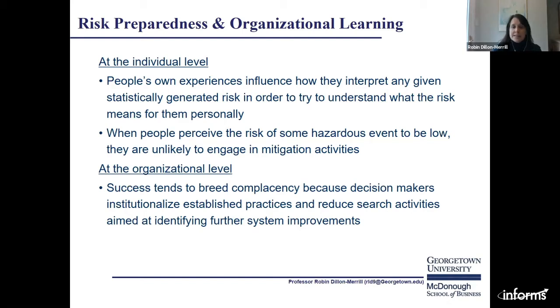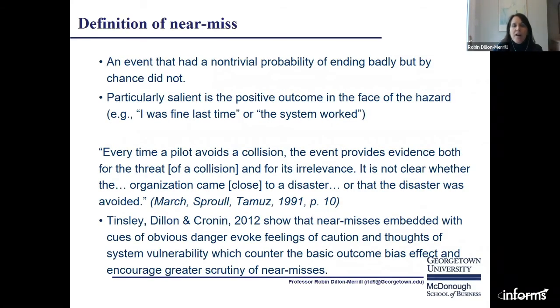The problem with the near misses is that the near misses will act as a success or be interpreted as a success, but it really isn't. It really is, but for luck, they didn't have a failure. And so that's where our definition of near miss comes from: it's an event that had a non-trivial probability of ending badly, but by chance did not. And so in particular, what is salient about the event is the positive outcome in the face of hazard. So people realized that they were fine the last time, or the system worked. And so while they took a risk, they got the good positive outcome.